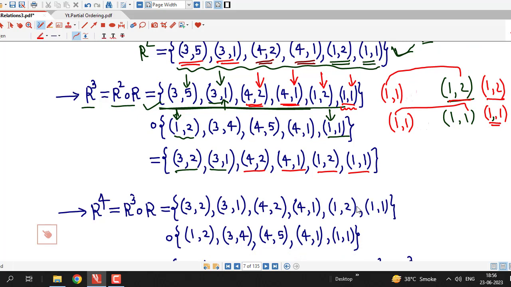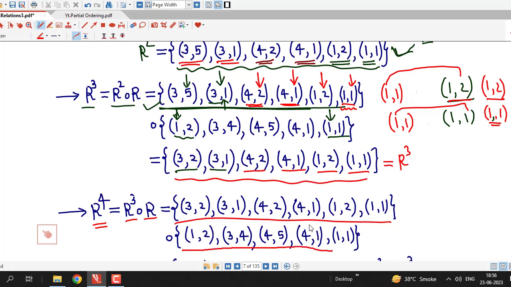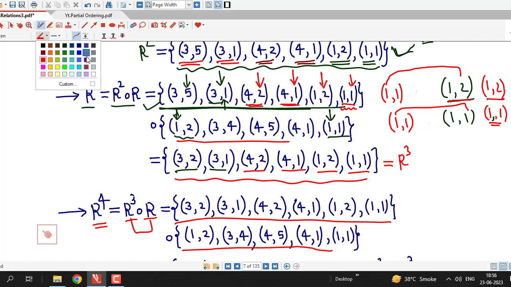Now in the next step, I have to write fourth power of R, that is composition of R3 and R. R3 is this relation, so that I have copied here. This is R3, and here I have written relation R, that is this part. And again I have to obtain composition of R3 and R. So again same method, we have to check for each and every ordered pair of first relation, that is R3.